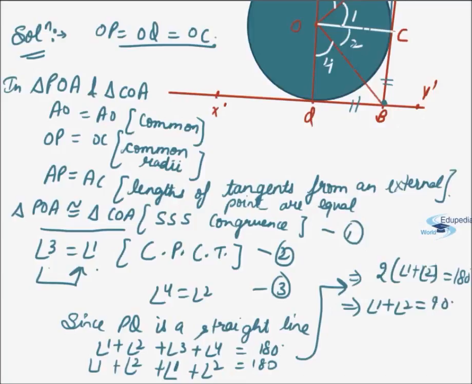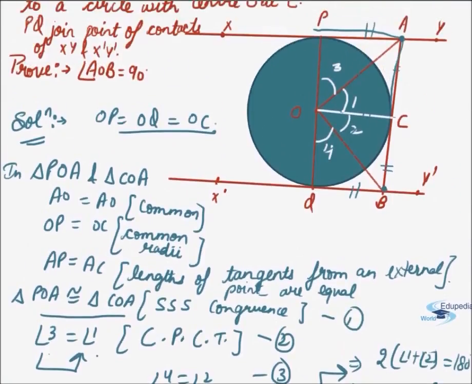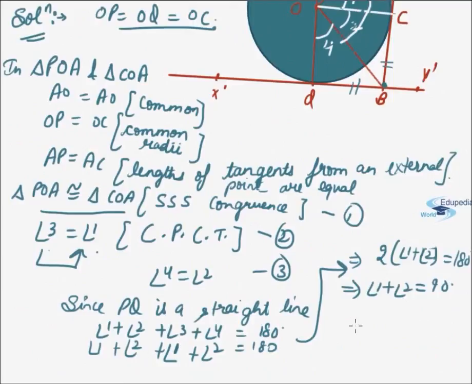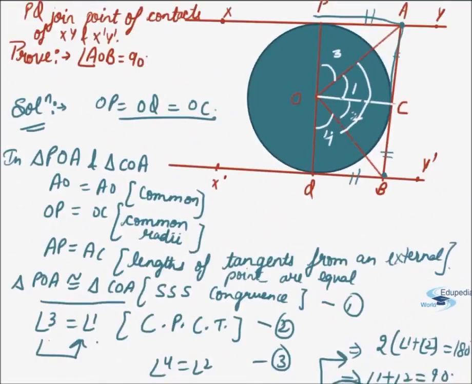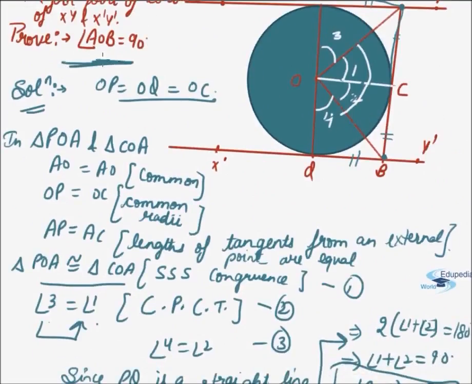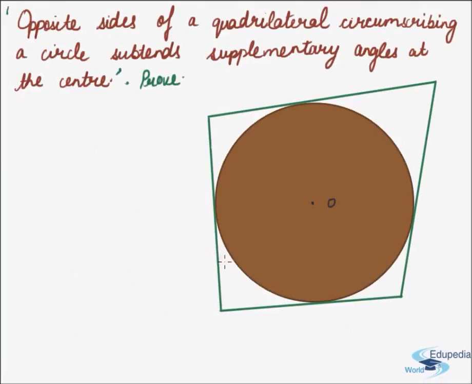Now friends, angle 1 plus angle 2 is the complete angle AOB. So, in other words, we have proved that angle AOB is 90 degree. Hence, the given to prove part has been proved. Now, let us discuss another question.